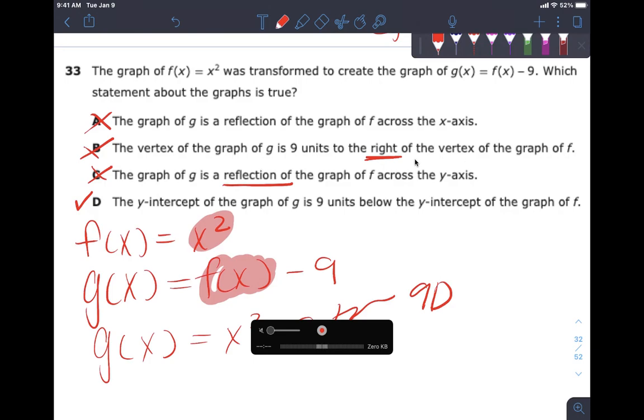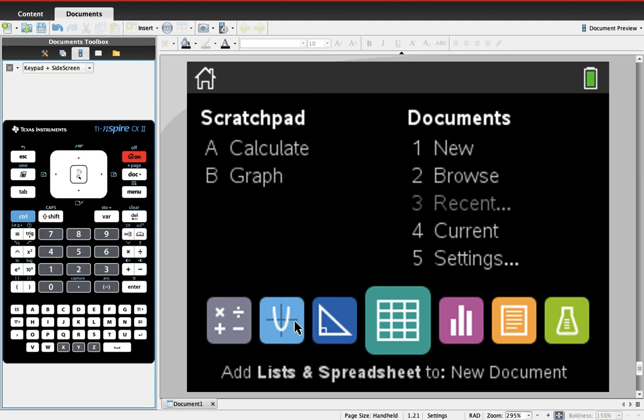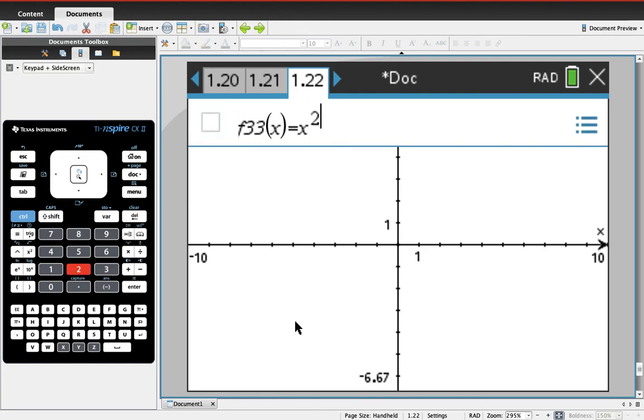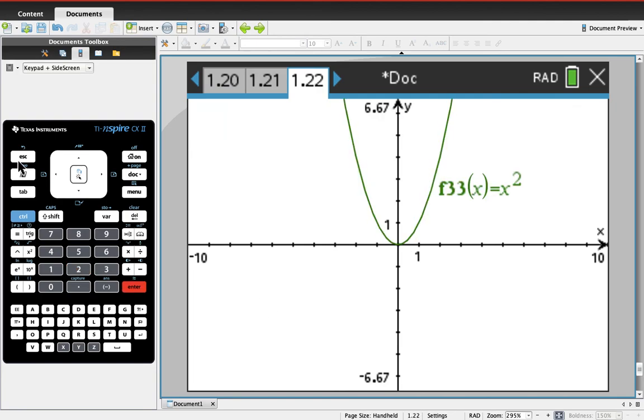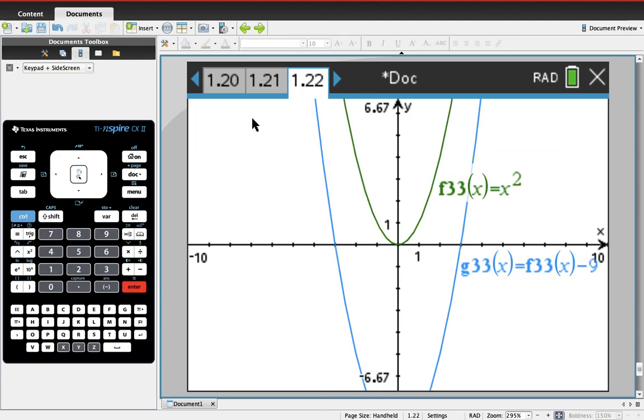But let's take a look at this in the calculator. Now, I'm going to do this in this way because this will apply to more complicated problems later on. I'm doing it this way just because I want you to get into the habit of doing it this way. So f33 of x, this was my parent function, was x squared. All right, we got that. Let's go ahead and make g33 of x, which is equal to f33 of x, minus 9.